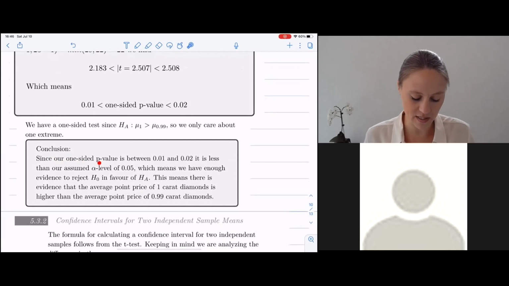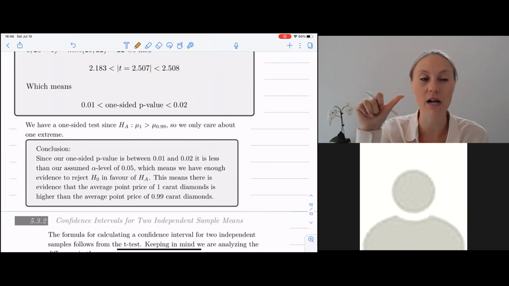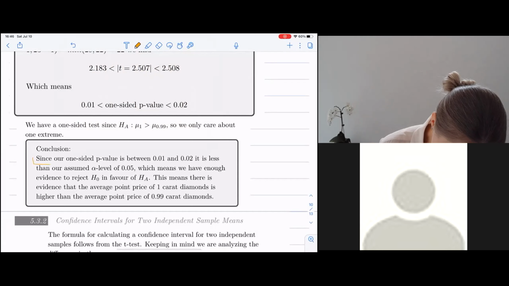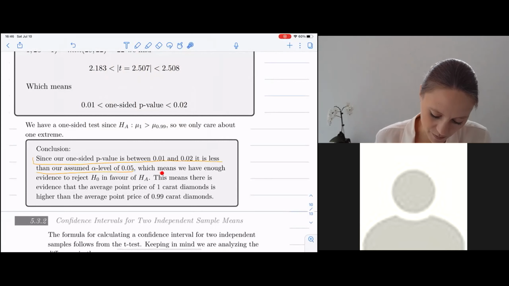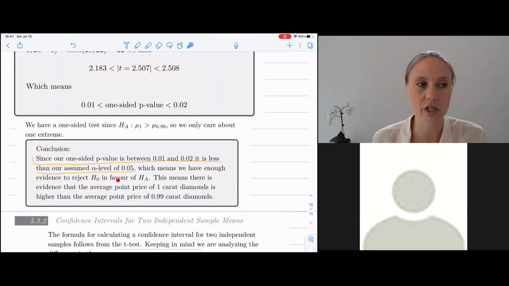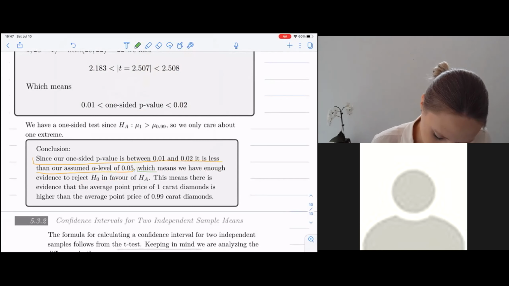So since our one-sided p-value, what is our conclusion? Let's break it down. It's going to have three parts again. First thing we want to do is compare our p-value to the alpha level. Since our one-sided p-value is between 0.01 and 0.02, it is less than our assumed alpha level of 0.05. We weren't given an alpha level, so I'm assuming it's 0.05. Which means we have enough evidence to reject H naught in favor of HA. That's part two of our conclusion.